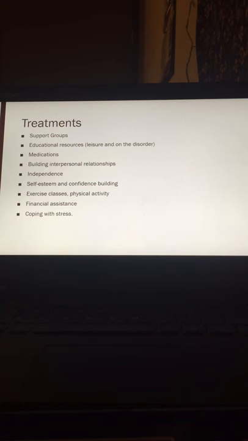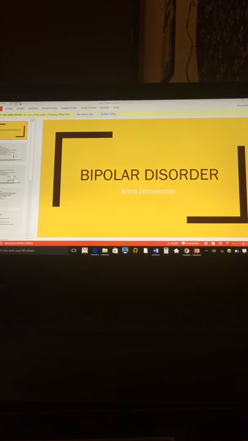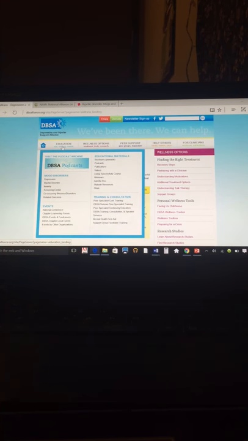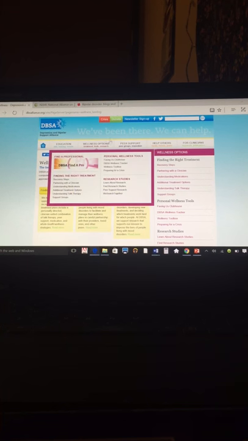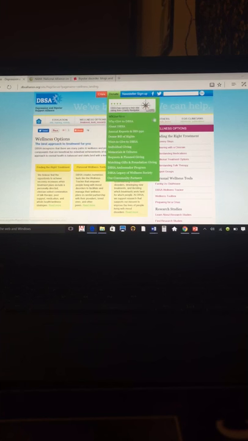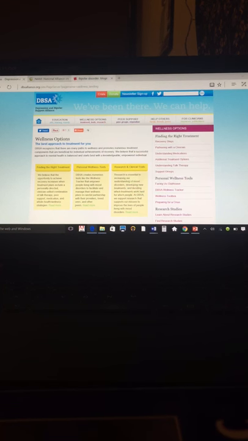Financial assistance is huge, especially if they do like the spending binges during the manic episodes, and then coping with stress. So some different resources I found were, this one offers lots of different education and events that are going on, peer support groups, wellness options, as well as some resources and publications for clinicians. So that would be something like as a CTRS we could go to find resources.